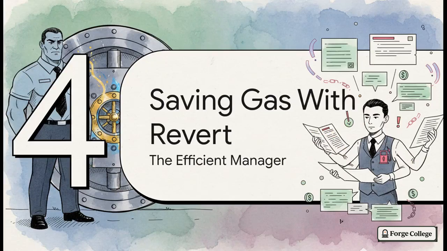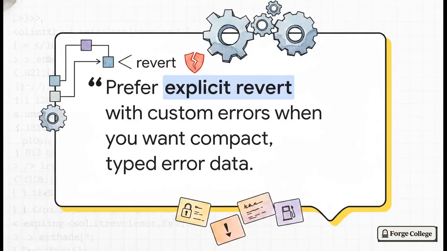Section 4. Saving gas with revert. The efficient manager. Okay, so we've met the bouncer, we've met the vault door, now it's time to meet the efficient manager. While require is fantastic, attaching long string error messages to it can get wildly expensive when it comes to gas costs. Because of that, the best practice as your code matures is to prefer an explicit revert paired with custom errors. When you do this, it acts like an incredibly efficient floor manager.